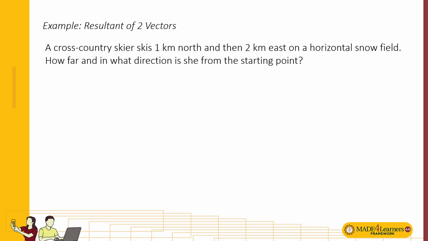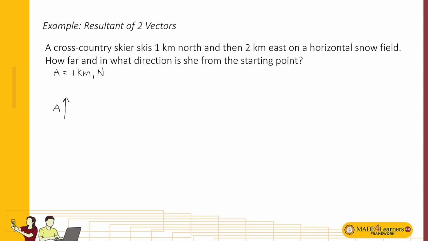Okay, so 1 kilometer is north. Let's label it as vector A. So 1 kilometer is vector A, and you can just shorten the direction north using the letter N. Then we can use the polygon method, or the triangle method if there are two vector quantities. So we'll use a head to tail method.